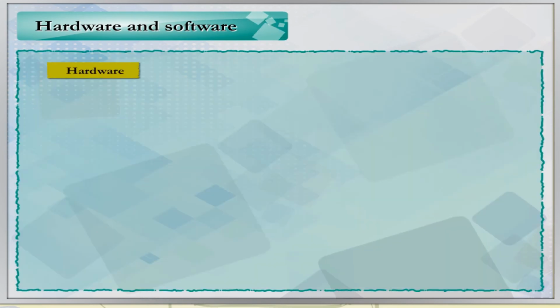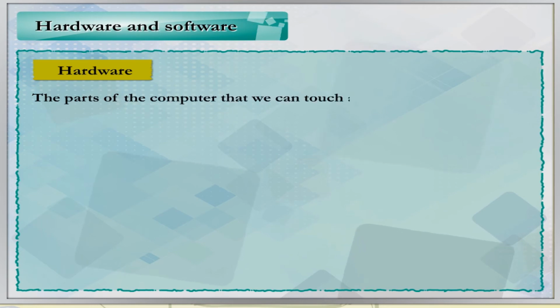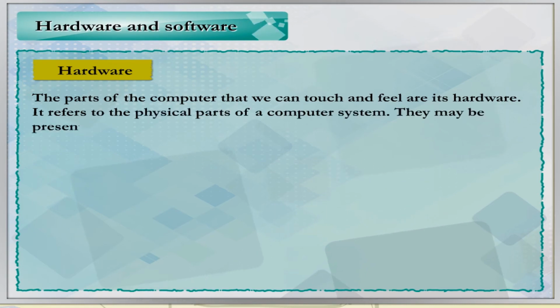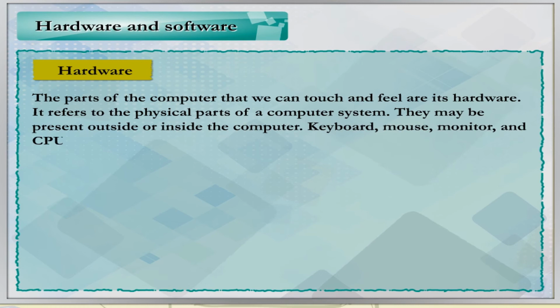Hardware and software. Hardware. The parts of the computer that we can touch and feel are its hardware. It refers to the physical parts of a computer system. They may be present outside or inside the computer. Keyboard, mouse, monitor, and CPU are some computer hardware.